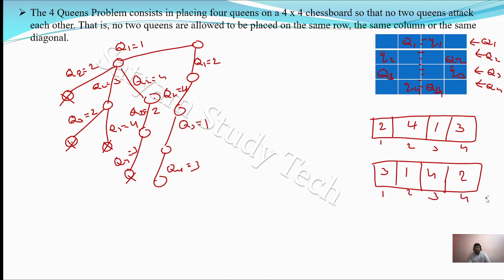So we have found the solutions of the N queens problem. The 4 queens are placed on this chessboard in these ways, so it satisfies the condition. You can check that no 2 queens are in the same row, same column, or diagonal.